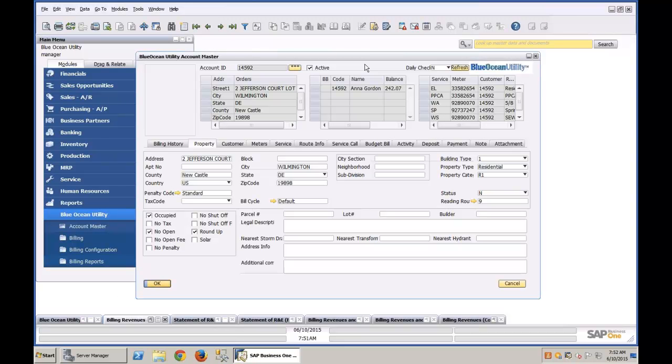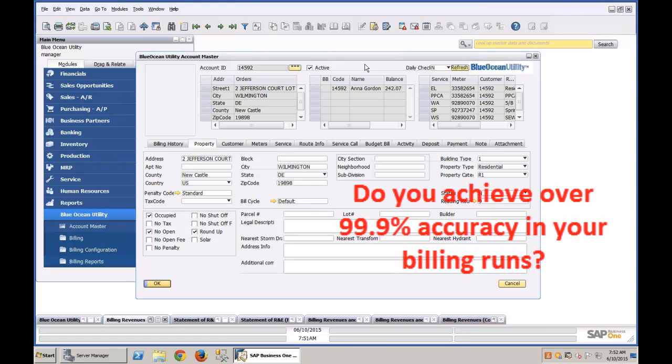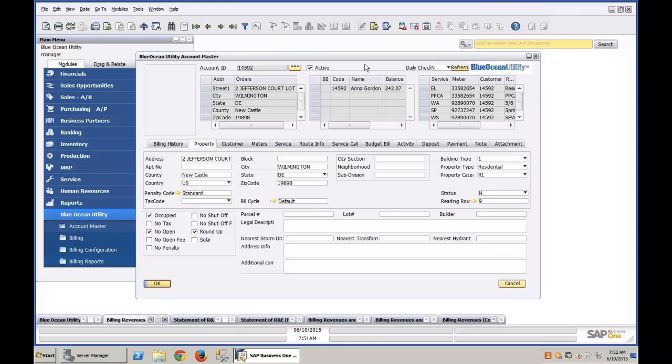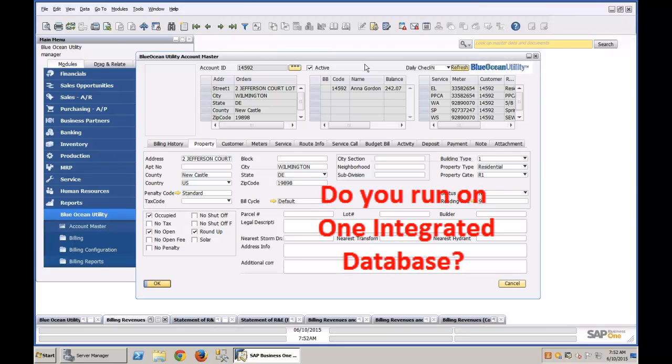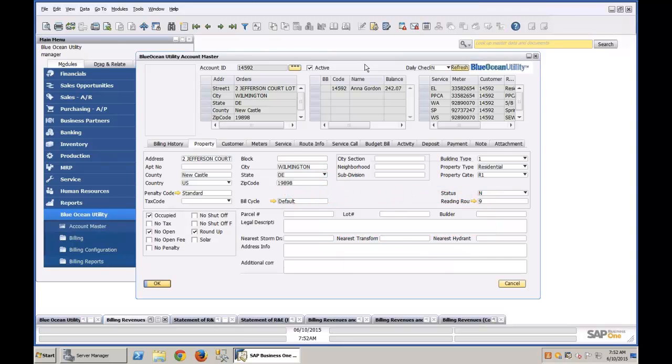The reason for the demo today is to share with you an idea that companies like yours in the utility sector tell us helps them achieve over 99.9% accuracy in their billing practices. Our solution ties financial records, customer information, route and meter data, and all other mission-critical information into one database, giving you and your staff unprecedented access to the information they need to provide your customers with an exceptional experience.